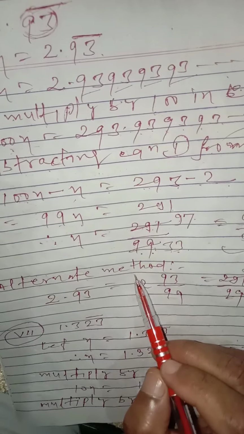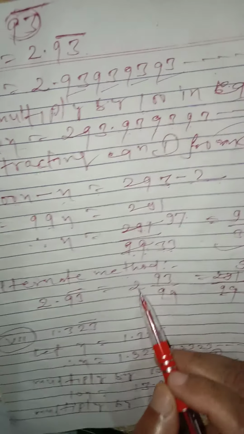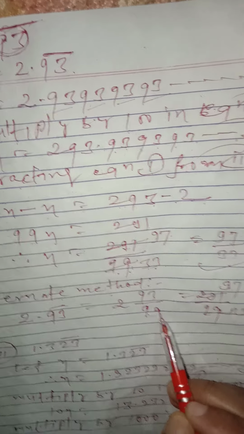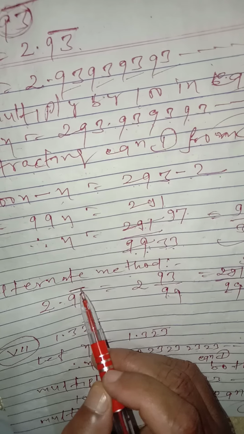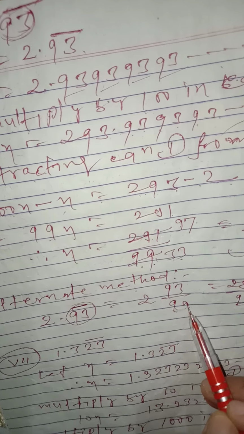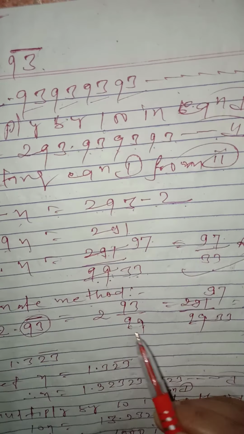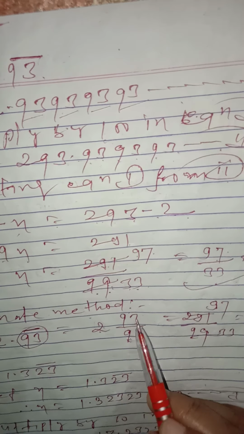Alternate method, that means the shortcut method. 2.93 recurring equals 2 whole 93/99, because here after the decimal, two digits are recurring. Therefore write 9 two times, so 99. It is changed into a proper fraction.